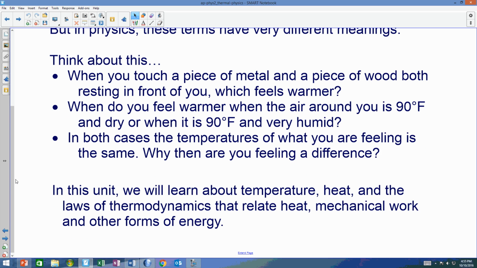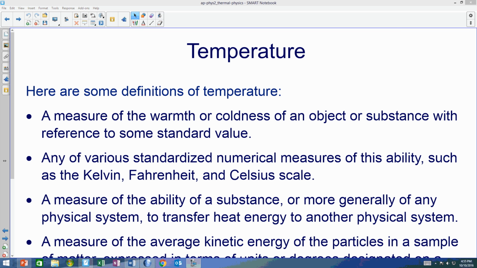In this unit, we will learn about temperature, heat, and the laws of thermodynamics that relate heat, mechanical work, and other forms of energy. So let's talk about temperature. Here are some definitions of temperature.